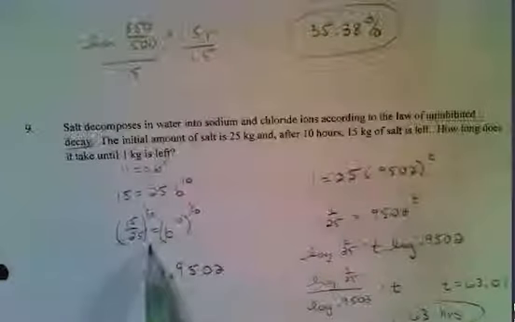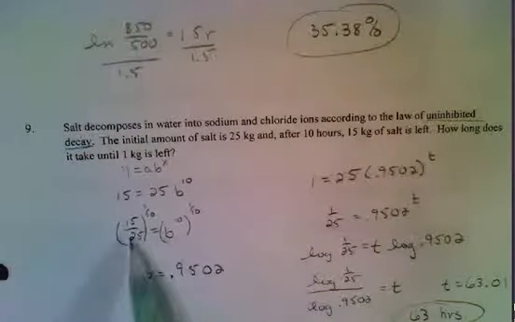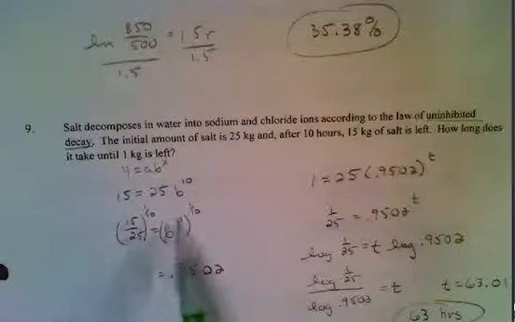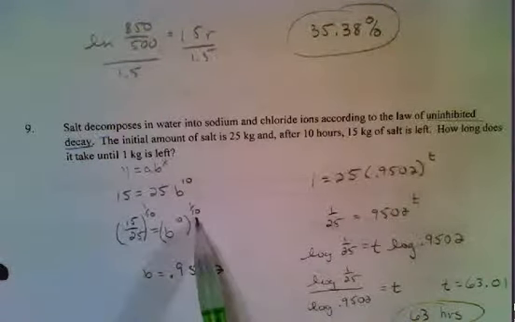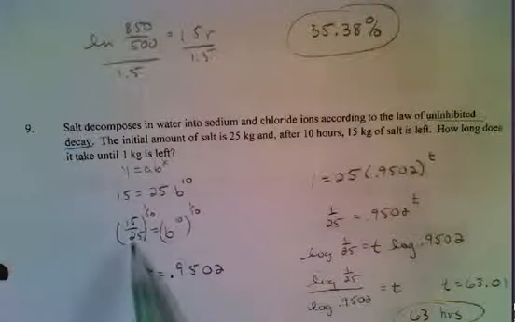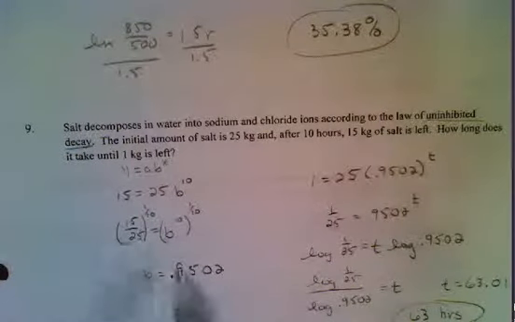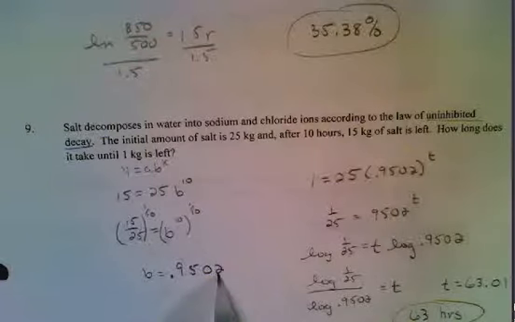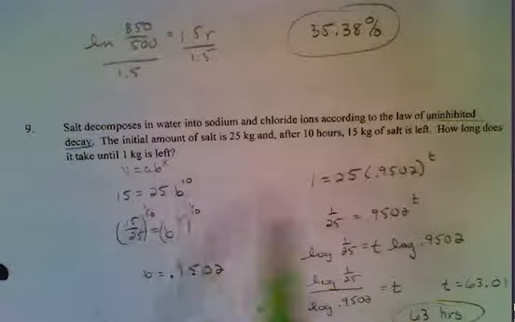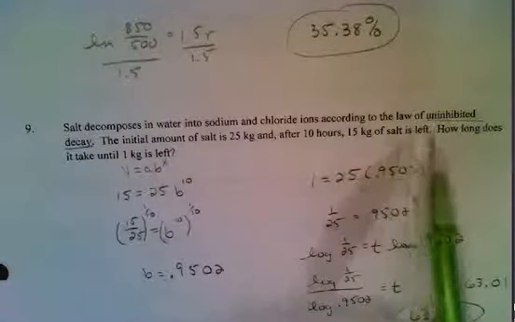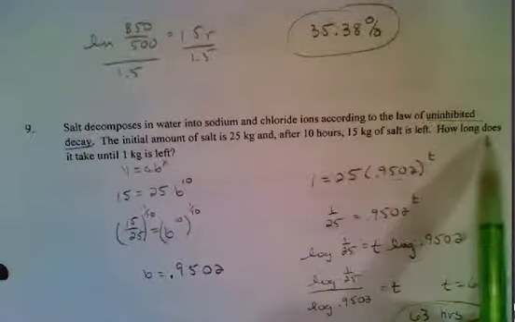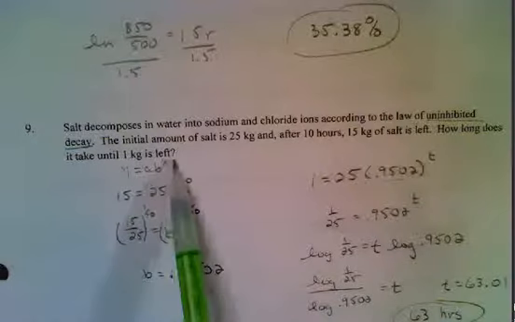So to solve that, I just divide by 25. I have b to the 10th equals that value. So to get this to be b to the first, remember, I raise it to the 1/10th power. So that gives me b to the first. Over here, I do this on my calculator, and I got 0.9502. Now, that just gives me what the base is. That doesn't really solve the problem. The problem says how long does it take? So I've got to know the time when there's 1 kilogram left.